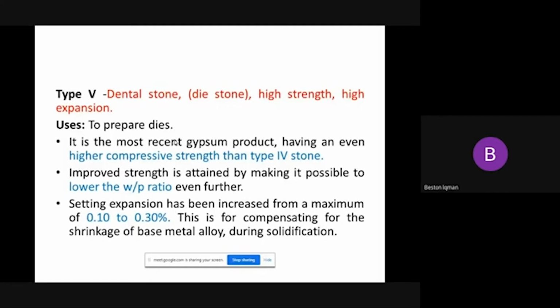The material, the dental stone or Dyestone that covers the wax pattern, must be compensated for this shrinkage by what? By expansion. Okay.